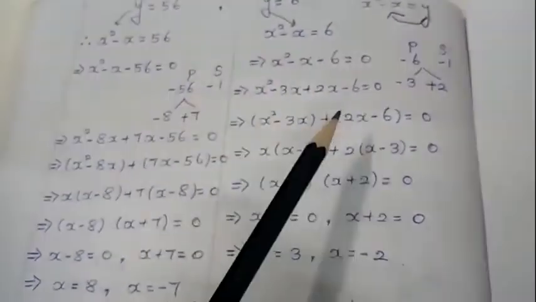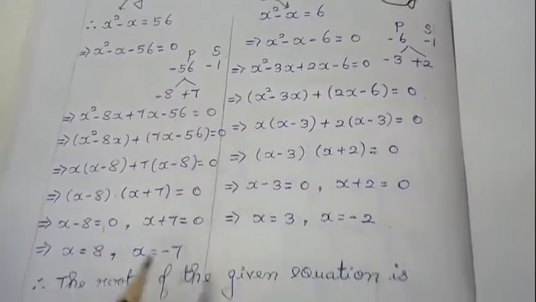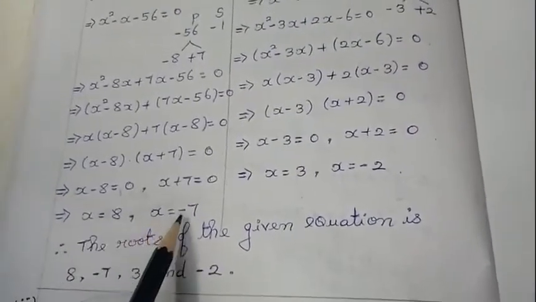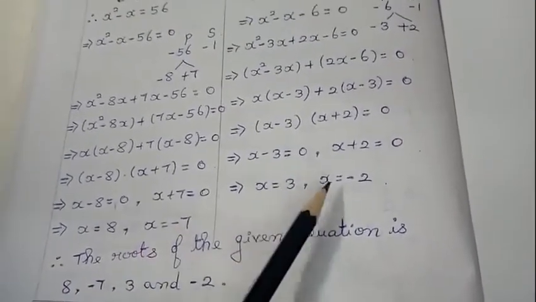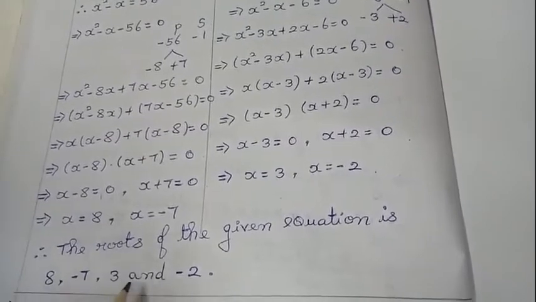You can use the product sum method or the quadratic formula. It is up to you. You are going to calculate, and totally I am going to get 4 values. That is, x is equal to 8, x is equal to minus 7, x is equal to 3 and x is equal to minus 2. So the roots of the given equation are 8, minus 7, 3 and minus 2.